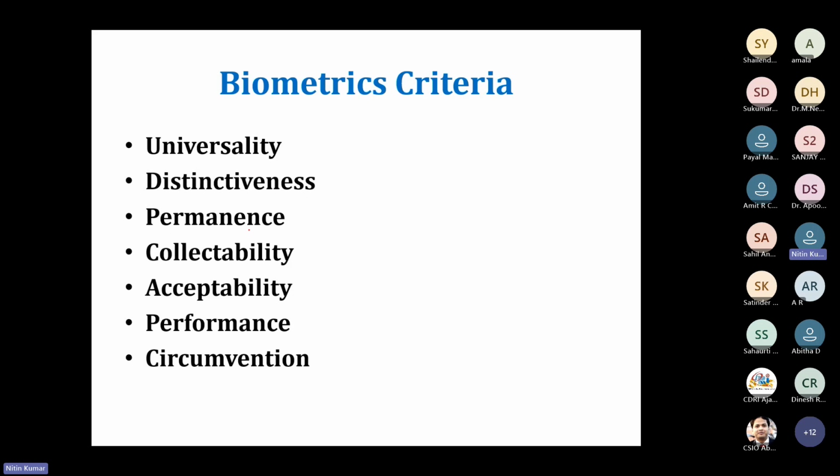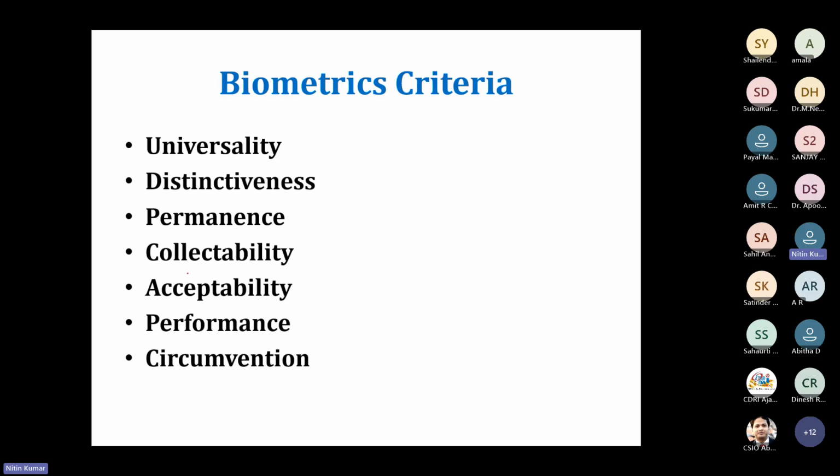Permanence means the biometric should be permanent. There are some issues, like people who do labor work, whose fingerprints may erode away after a few years, so that creates an issue. But the face is a permanent thing. If you have heard, the ear can also be used for recognizing a person.